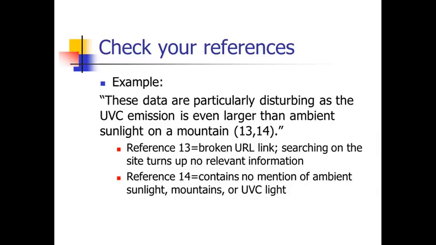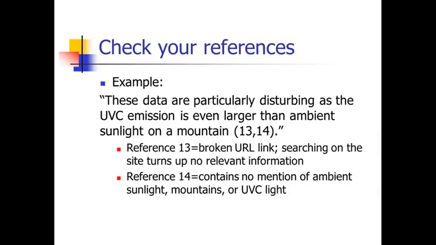So I went to reference 14, pulled up the paper, scanned through it, and did a search on it. It did not contain the words ambient sunlight, the word mountain, or the word UVC, and I didn't search UVC light even, I just searched UVC. There was no mention of any of those things in that paper. So it was a reference to nowhere, because what the authors were giving me as their backup for that statement just didn't exist, at least not in those references. I wasn't able to ever get that information because it wasn't where the authors told me it was. So that's an example of references to nowhere. And again, I think this happens a lot.